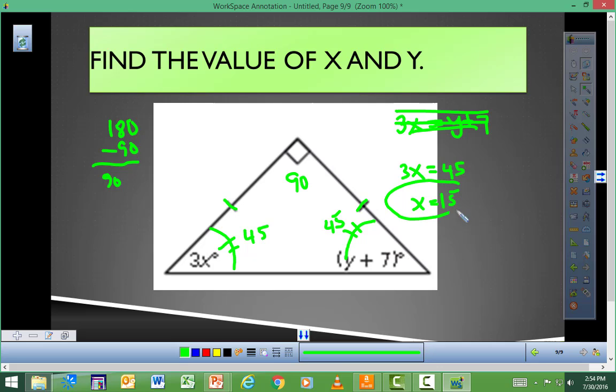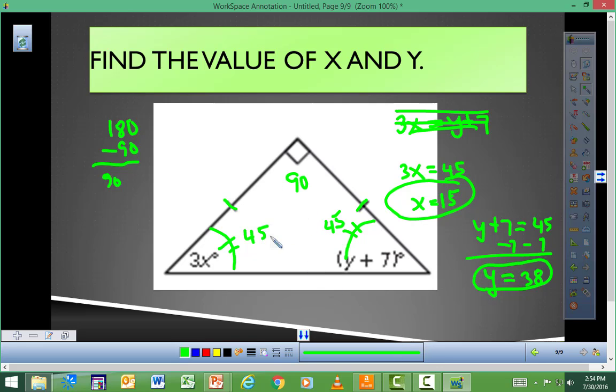Okay? Alright? Well, the same is true on this side. Y plus 7 must also equal 45 degrees. Alright, when we subtract 7 here, subtract 7 here, we'll get y is equal to 38. Alright, so there you have it. So that one's a little bit trickier.